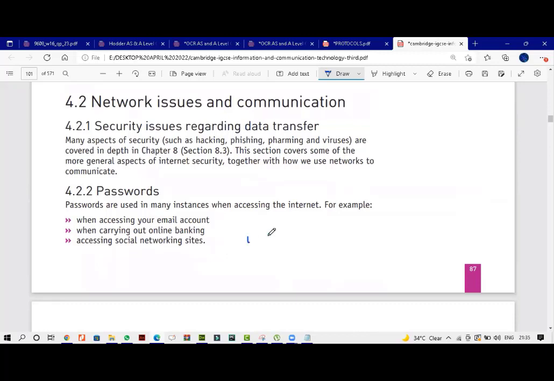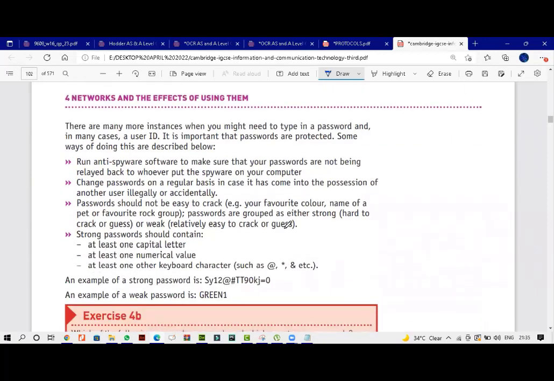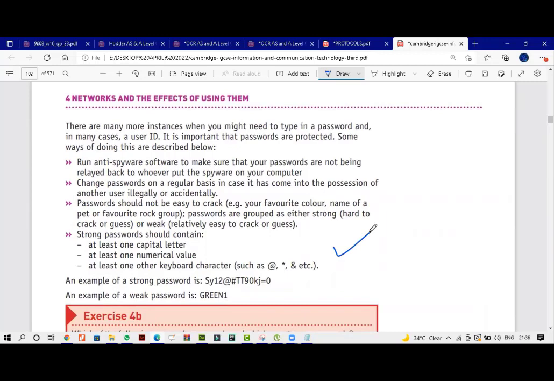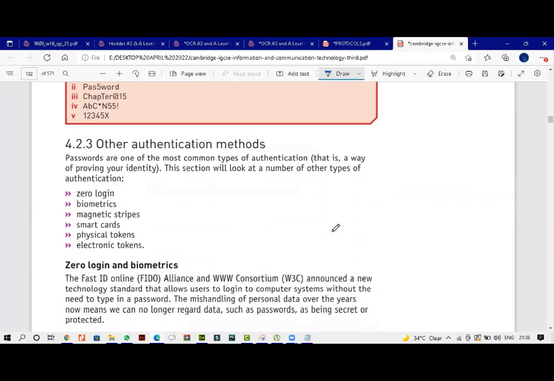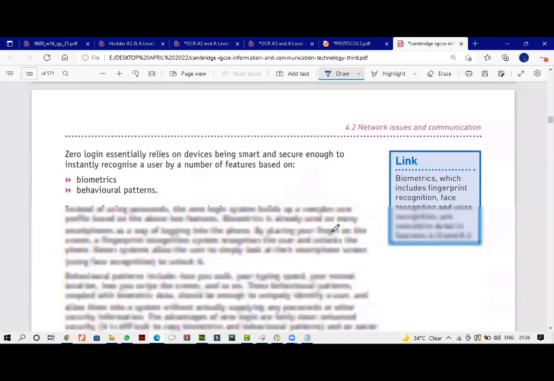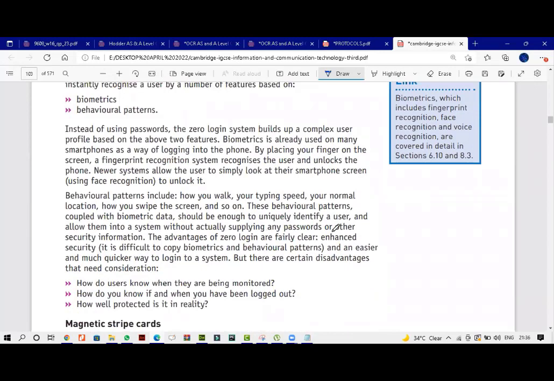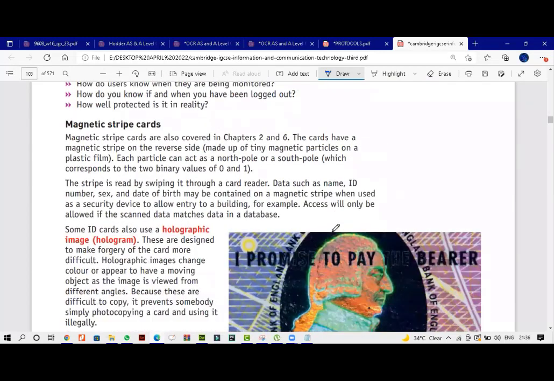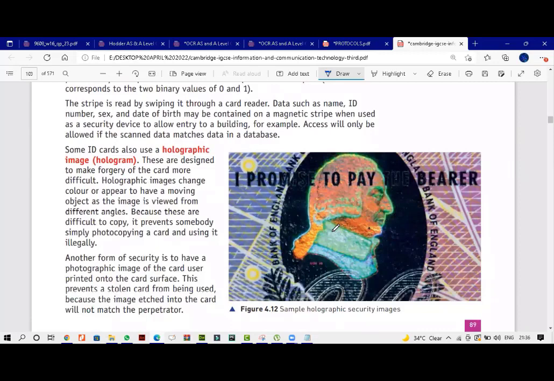So security issues, passwords. If you're over the internet, you have to have different authentication techniques. You have to have passwords. How to keep your passwords safe? Again, we keep strong passwords. Make sure no one gets into it. There are other authentication techniques. So you have biometric systems. You have pattern recognition, facial recognition, magnetic strip readers. You have holographic images as well, now in smart IDs as well.